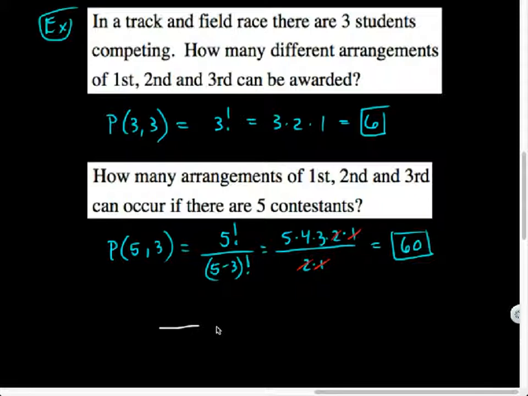What if I imagined, okay, I've got first, second, and third. How many racers can I pick for the first slot? Well, there's 5 possibilities, right? 5 possible people. 4 left, and then there's 3 left.